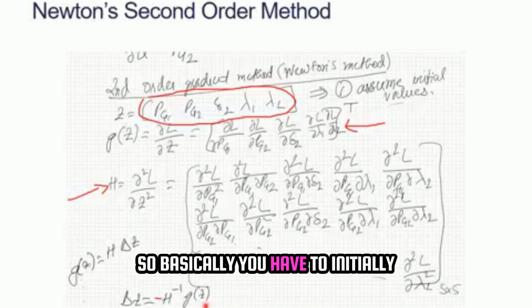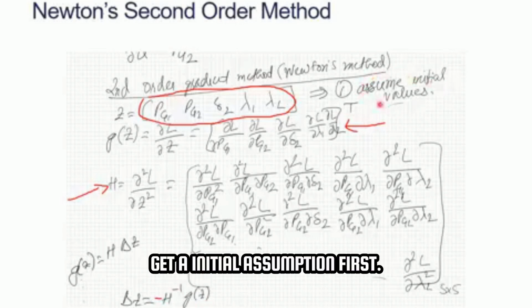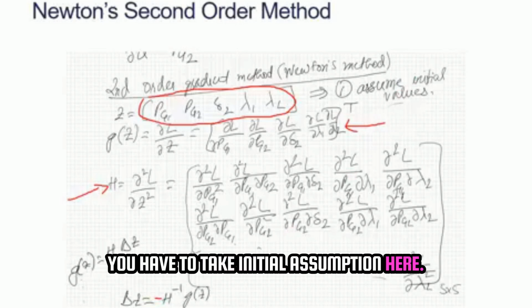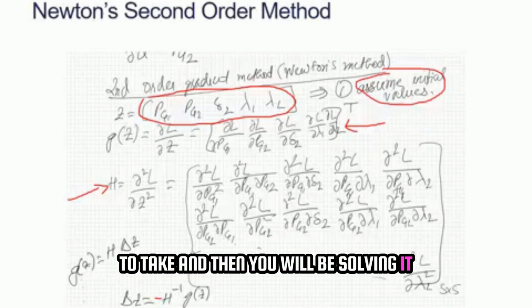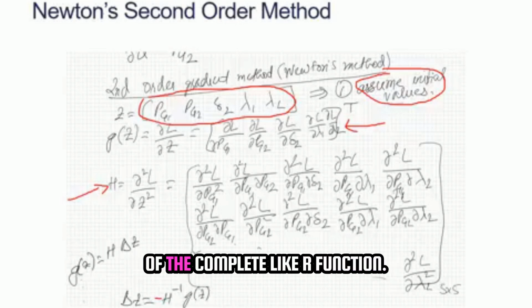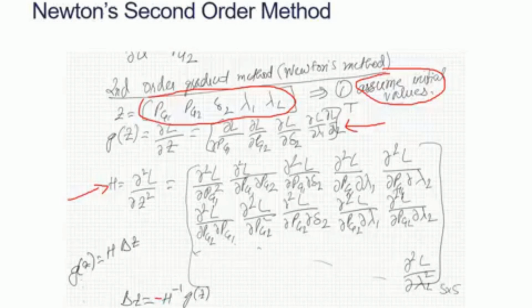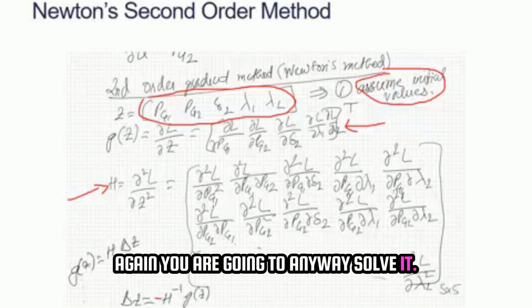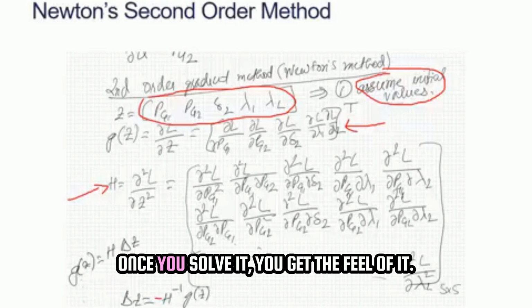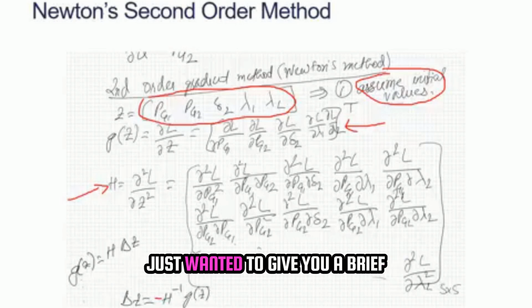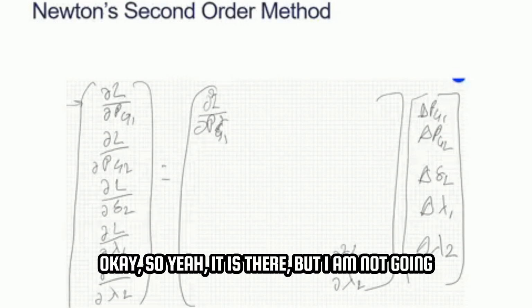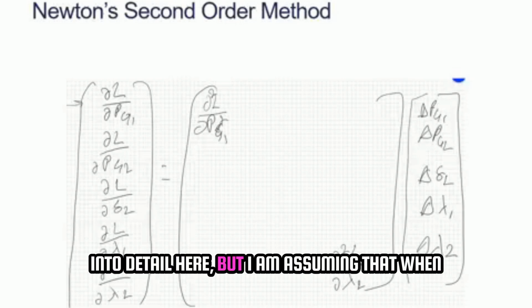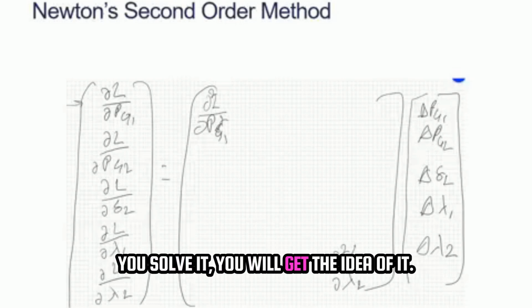So basically, you have to initially take an initial assumption first. And then you will be solving it by taking the derivatives of the complete Lagrange function. Again, you are going to anyway solve it, so it will give you a better understanding. Once you solve it, you will get the feel of it. Just wanted to give you a brief overview before we go. Okay, so yeah, it is there, but I'm not going into detail here, but I'm assuming that when you solve it, you will get the idea of it.